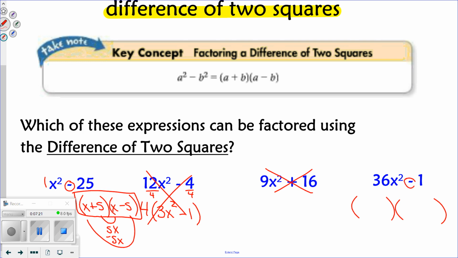All right, so last one's negative. What are your signs? My square root of 36x squared is 6x. Square root of 1 is 1.